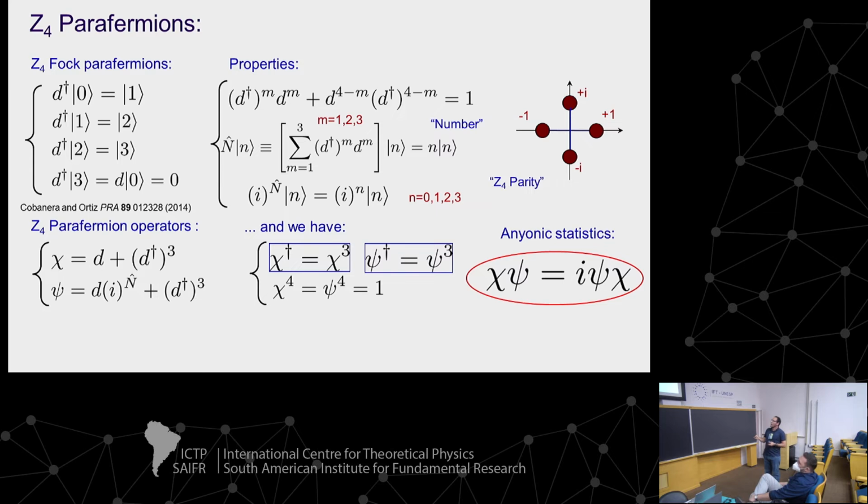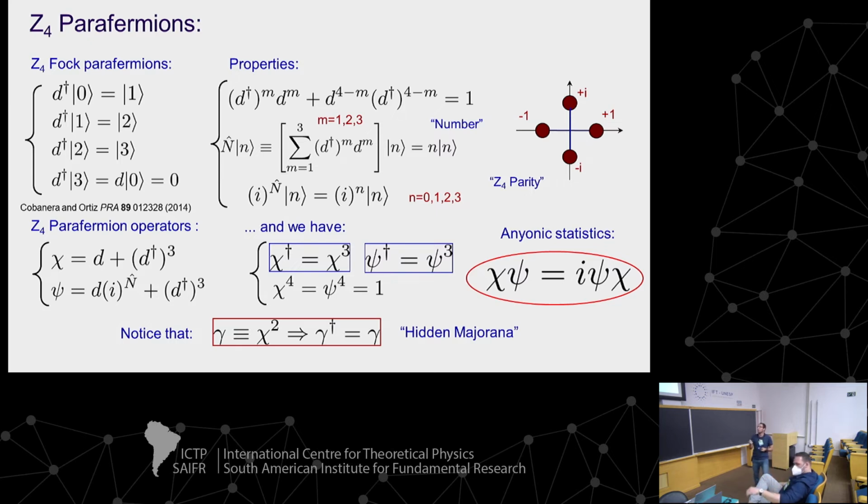For the Z4 clock model in this case, they already have anyonic statistics right off the bat. So if you switch them, you get this i instead of minus 1. Now, one thing is that I chose Z4 for a reason, because there's a hidden Majorana in there. If you square either one of these, they will behave like Majoranas.